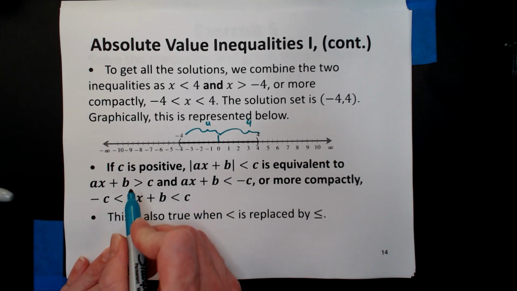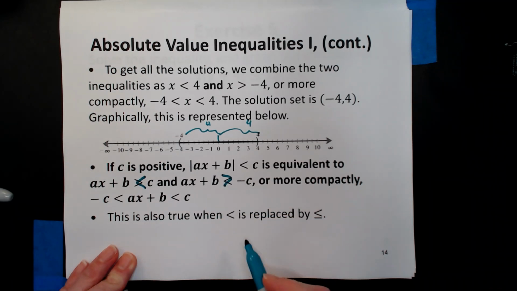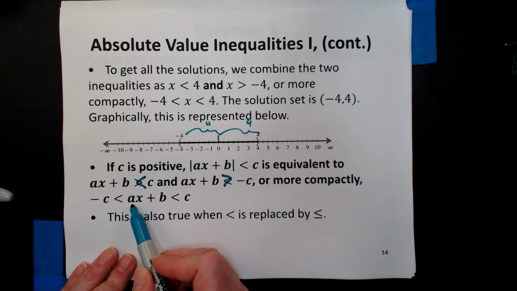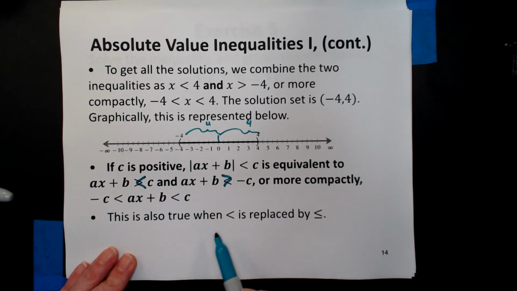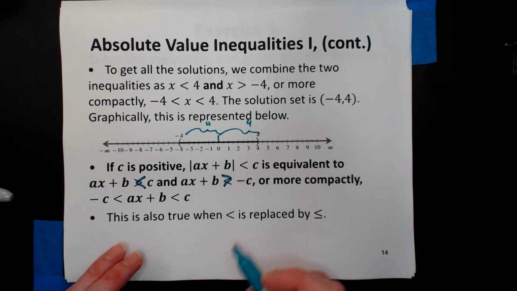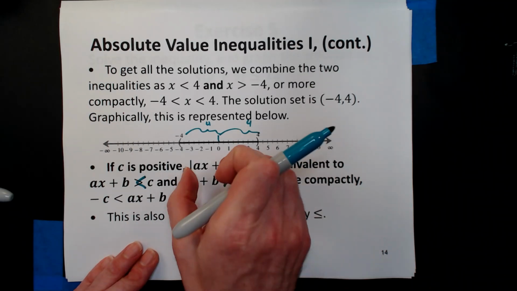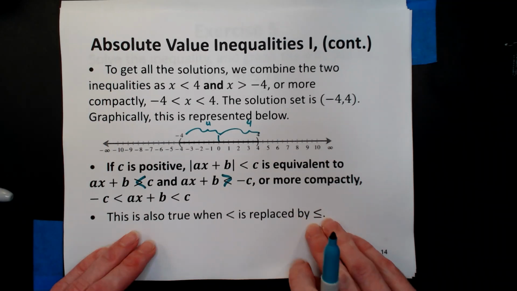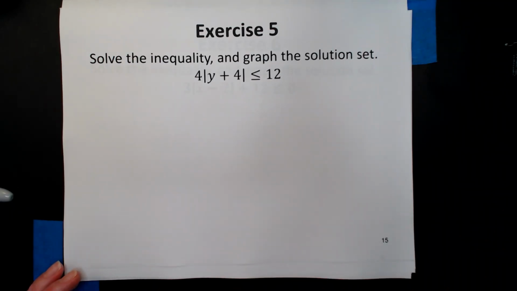So we're less than c, and we're greater than negative c. In other words, more compactly, we're between negative c and ax plus b, and that's less than c. It's also true when we replace the less than by less than or equal to. So here you're going to be trapped between two values, negative and positive c. In other words, this expression is within c units of x, whatever that expression is.